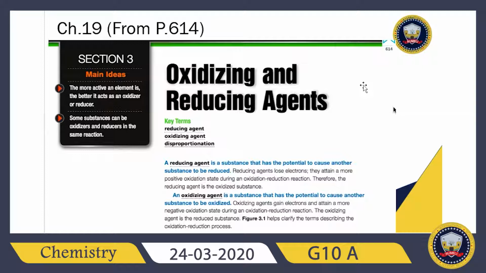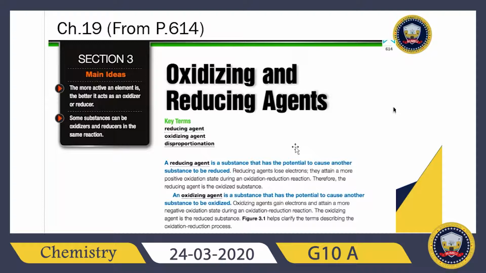We took before what oxidation and reduction are, and we said oxidation is loss of electrons. Reduction is gaining of electrons. You should remember that. Now, what is a reducing agent and what is an oxidizing agent? Let's read the definitions, but I will explain it in a simpler way. Don't worry. A reducing agent is a substance that has the potential to cause another substance to be reduced.